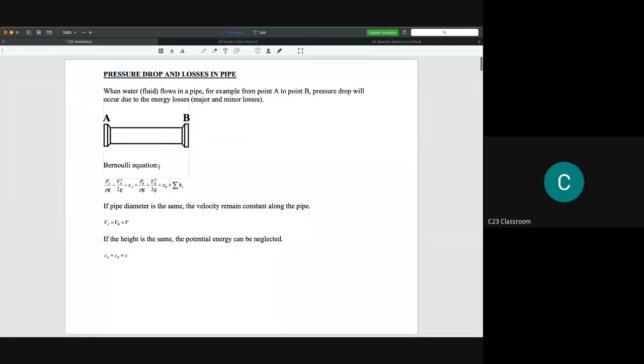For example, we have one single pipe here, with point A and point B. We could develop the Bernoulli equation as this one. I think you already know how to develop this. Then in a real application, the pipe diameter is almost the same, because it is not common for a water supply contractor to have so many different diameters in the pipe supply.